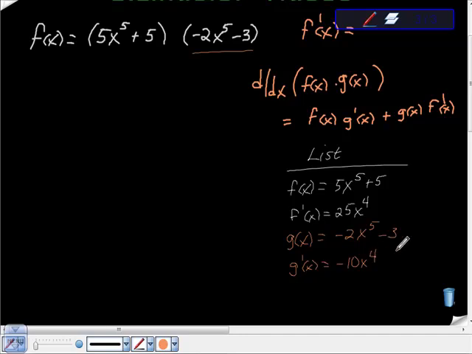So it's going to look like this. I'm just going to fill in all these blanks here. So it says f of x, so I'm going to take this, and I'm going to say, okay, 5x to the fourth plus 5 times the derivative of the second function, that's this right here, which is negative 10x to the fourth, right? It says, in our rule, that we're going to add them.